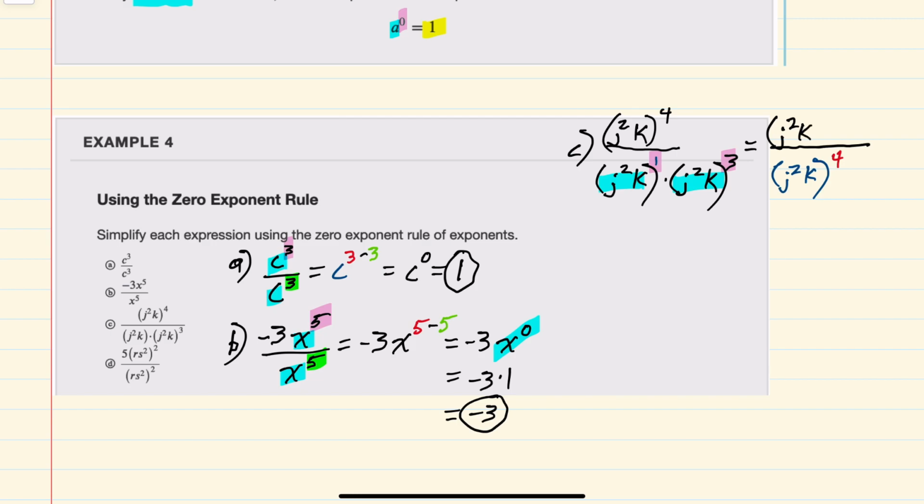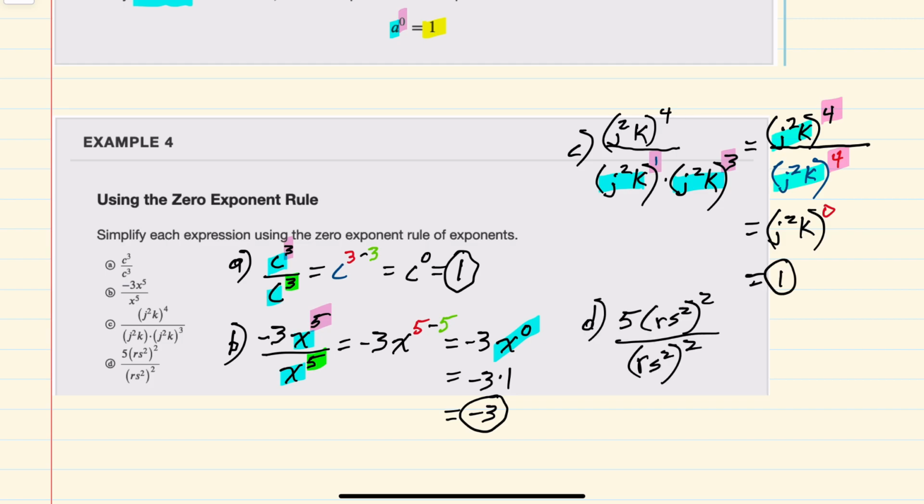Bringing over the numerator, we can see that again we have the same base, j squared k, and now since it's being divided, we keep the base and subtract the exponents. 4 minus 4 gives us a 0, and now we can use the zero exponent rule since the entire j squared k is a base being raised to the 0 power. This simplifies as just 1.